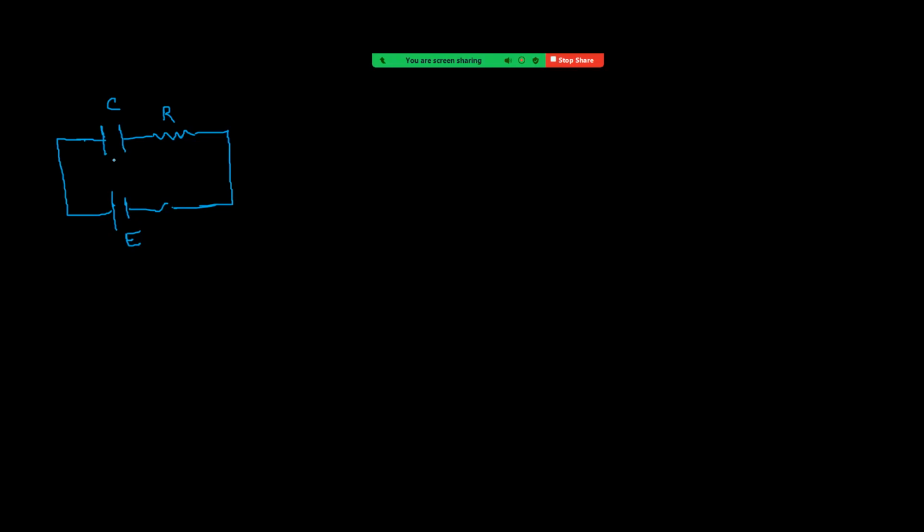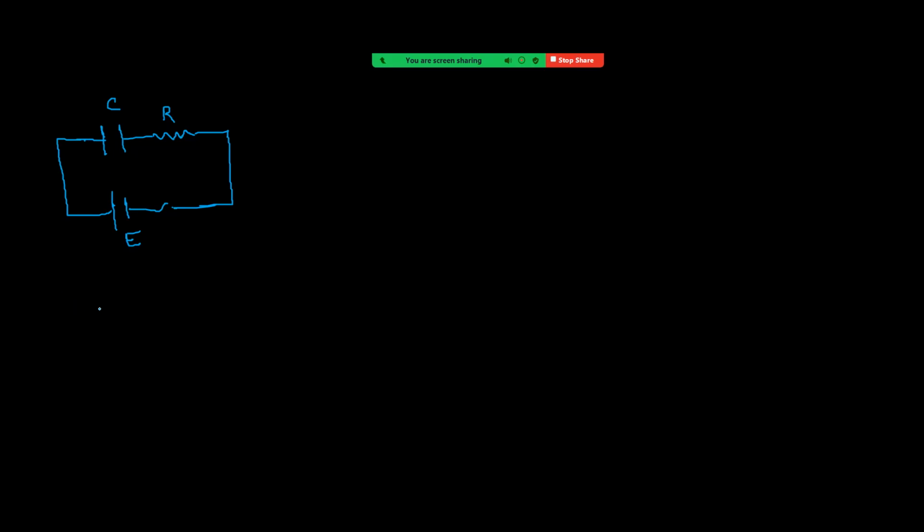Initially, the capacitor was uncharged. Its meaning is no charge on the plates of the capacitor. So now we want to calculate, once we close the switch, how the charge changes on the plates of the capacitor. That means once we close the switch, the capacitor starts charging. So we have to calculate the charge on the plates of the capacitor as a function of time. This is what we call charging of a capacitor.